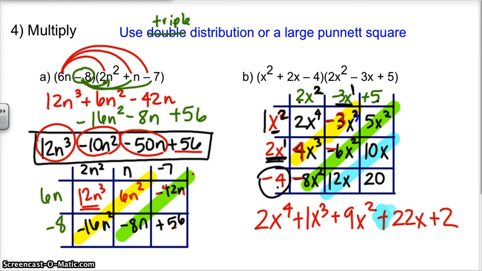To be most correct, don't need the 1. When it says multiply and write your answers in standard form, notice your exponents go from 4, 3, 2, 1, none. Whoops. 20, not 2. All right, one more problem.